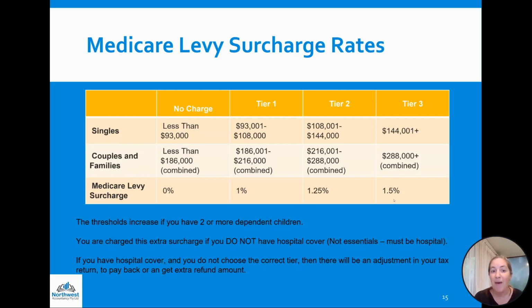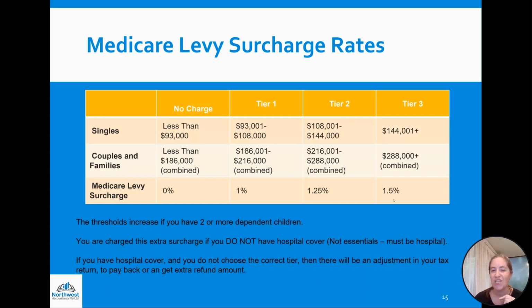So you're going to pay it at some stage, whether it's paying it extra to the private hospital cover, to your health provider, or in your tax return through the Medicare levy surcharge adjustment. So be mindful of that one.